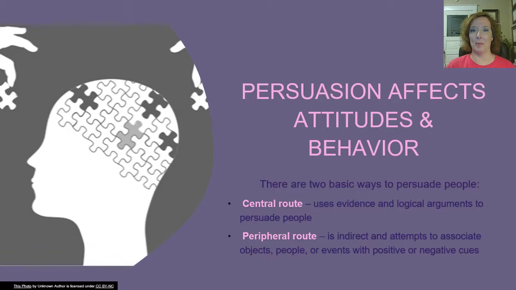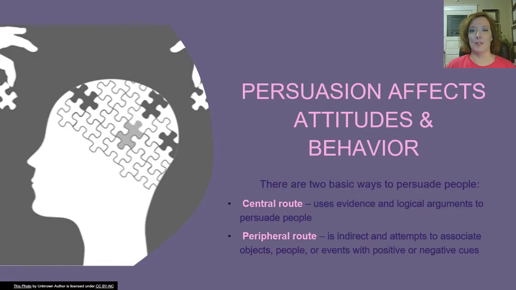This is how people are able to persuade others, not just in their attitude, but also their behavior. There are two basic ways of doing this. There's the central route and the peripheral route. Central route uses evidence and logical arguments to persuade people. So they use data, they use facts. They're very logical in this type of route, whereas a peripheral route is indirect, and in this route you attempt to associate objects, people, or events with positive or negative cues.